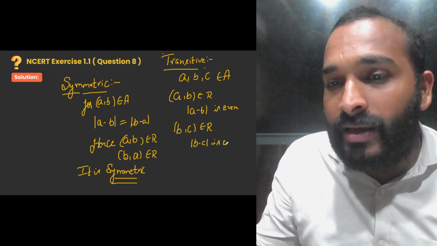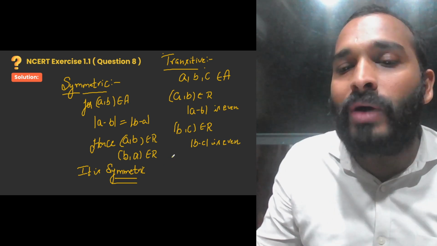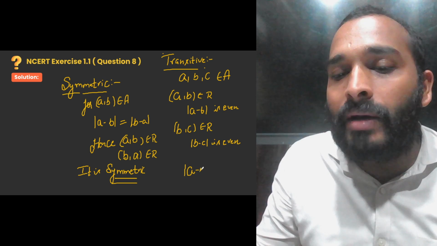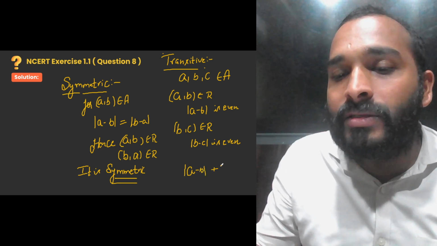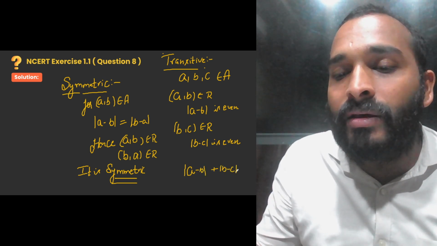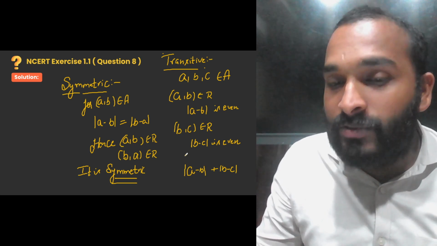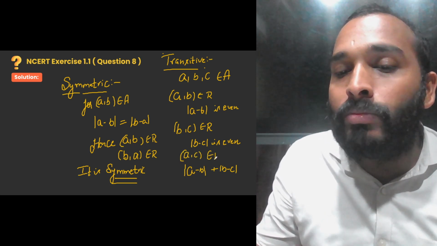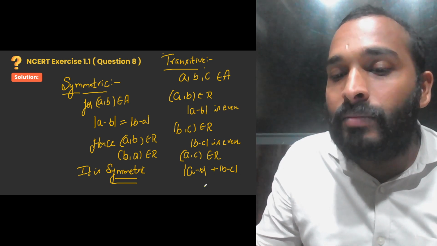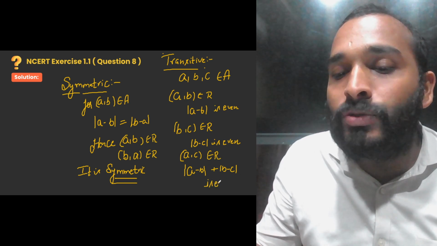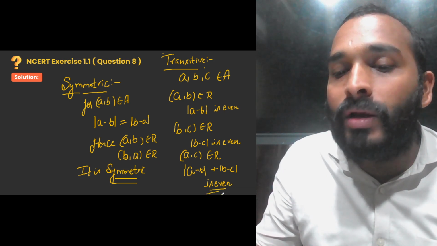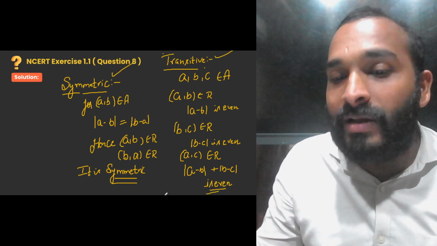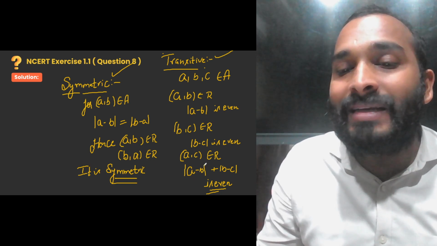In that case, A comma C also belongs to R. Why, children? Tell me. Because modulus of A minus B plus modulus of B minus C will always give you even. Correct? So in that case, A comma C also belongs to R. Yes, because this is even. Hence, what do we write, children? We have proved it is transitive, symmetric and reflexive. So hence it is transitive.